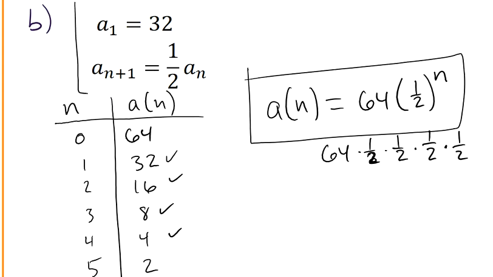This is the recursive definition. Remember, recursive definitions always need to tell you a place in the sequence, like where it starts perhaps. So they're telling me the first term is 32, and it also has to tell you how to move to the next term, and this says the next term is 1/2 of the current term.